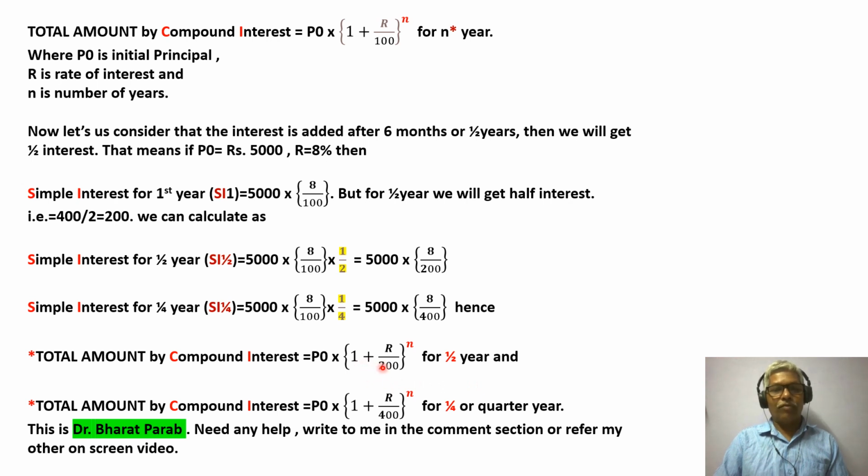Then remember, this is for half year, where you change the formula to 200 here, and for quarterly the compound interest will be P0 into (1 plus R upon 400) raised to n. The n stands for the number of quarters. So these are the formulas. We have explained what n is also. Use this, try to solve the problems, try to read the problems, think over the problem, and practice as many problems as you can.